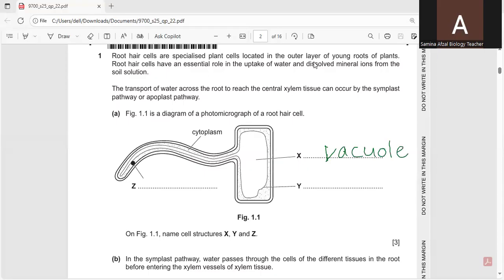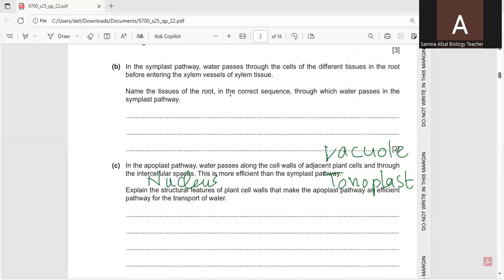And Y is the membrane of the vacuole, which is tonoplast. And you know, the membrane of the vacuole is called tonoplast. And you can see in the root hair cell a very small structure, which is the nucleus. So these are the three parts of the cell which have been labeled by X, Y, and Z. Now I'm moving towards the next part of this question.